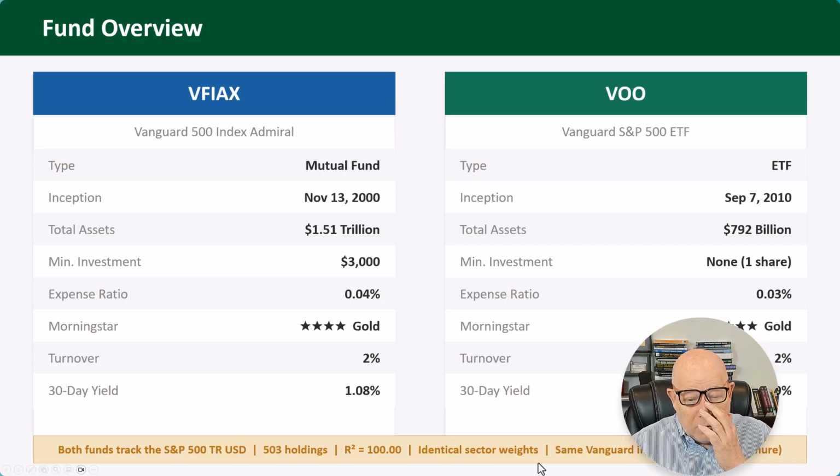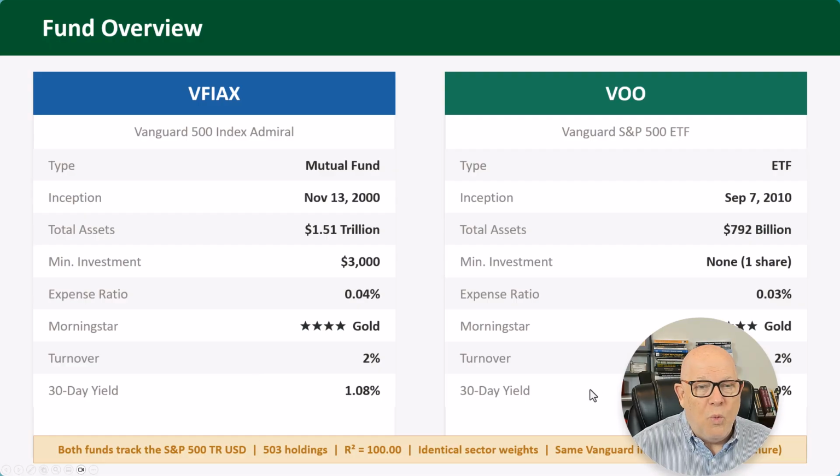Oh, I should note down here at the bottom. So they have an R squared of 100. That basically means they meet the S&P 500 pretty closely. They match the index. They actually hold 503 stocks. We call it the S&P 500, but right now there's 503 stocks in the index. They own all of them.